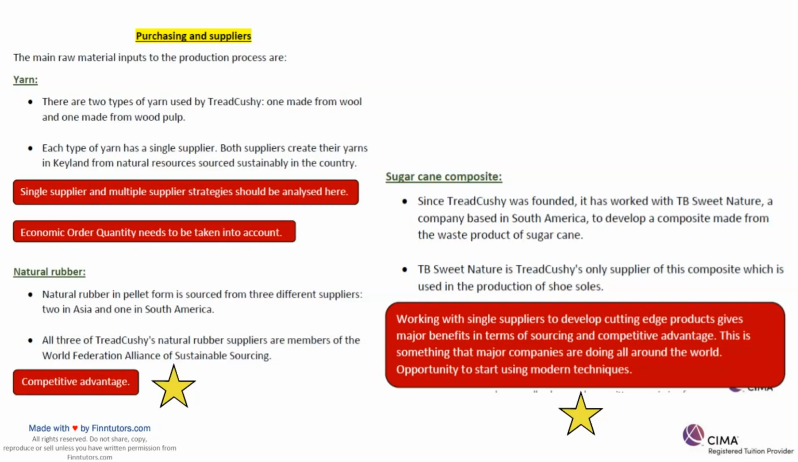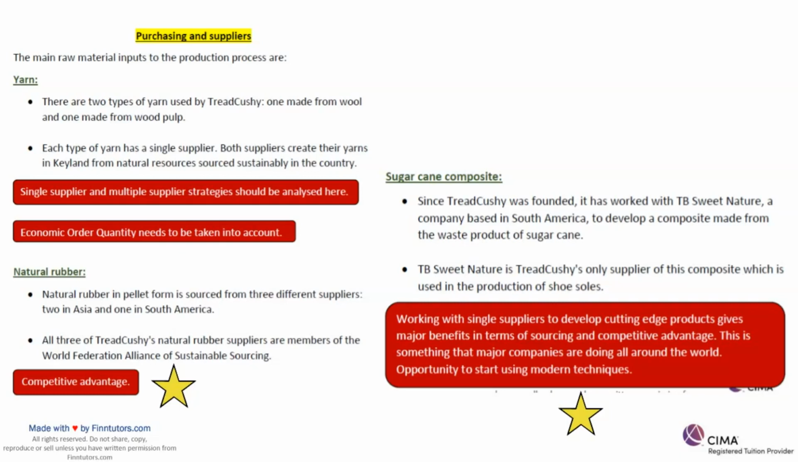Next raw material we have is natural rubber. Now, natural rubber in pellet form is sourced from three different suppliers here. Two are from Asia and one is from South America. Could be because of cost advantages. All three of TreadCushy's natural rubber suppliers are members of the World Federation Alliance of Sustainable Sourcing. It's our competitive advantage. We are staying true to the brand.